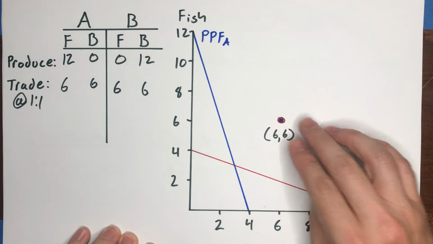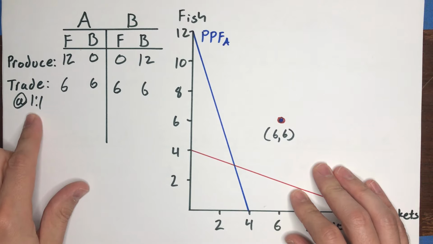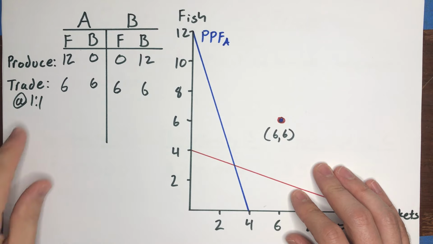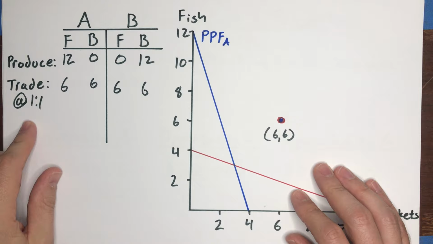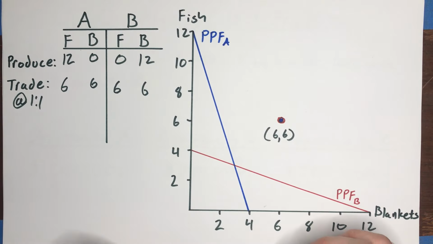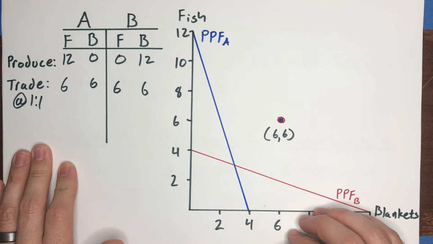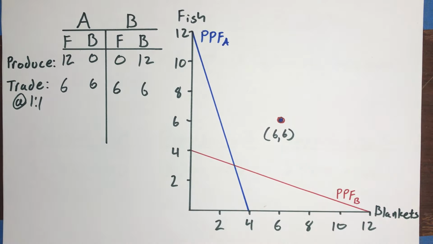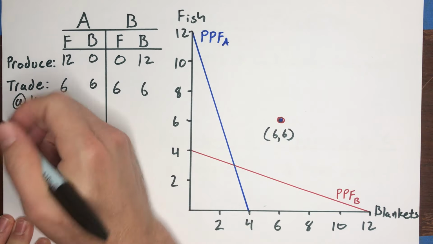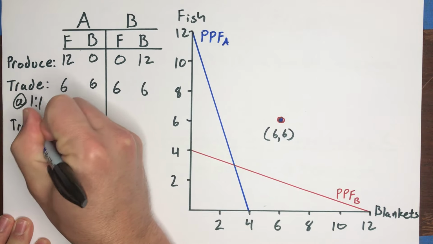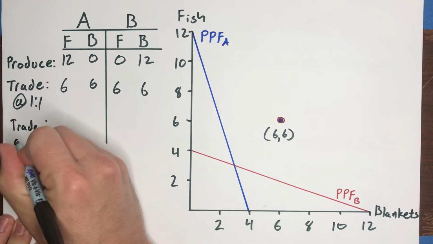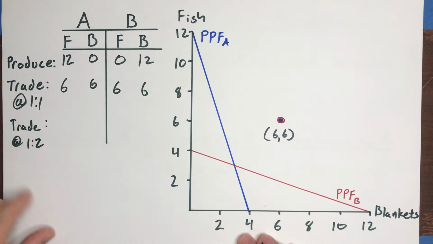Okay, so now let's think about what would happen if you changed the price of fish, or equivalently if you changed the price of blankets. So imagine that instead of them trading at a 1-to-1 ratio, let's say that Alice somehow is a better negotiator than Bob. And so she's able to get him to trade her 2 blankets for every 1 fish that she gives to him. Okay? If we change that ratio to a trade of 1 fish for 2 blankets, then what's going to happen?